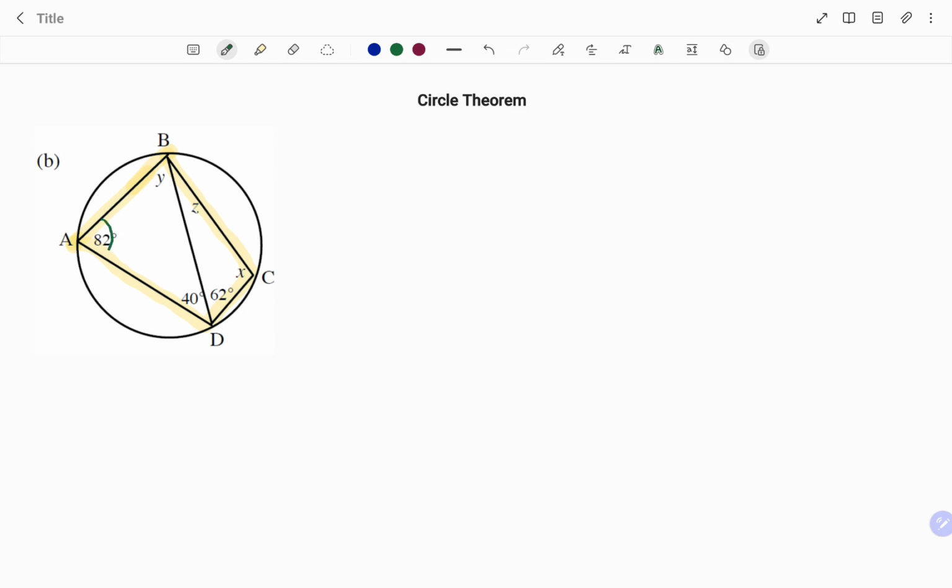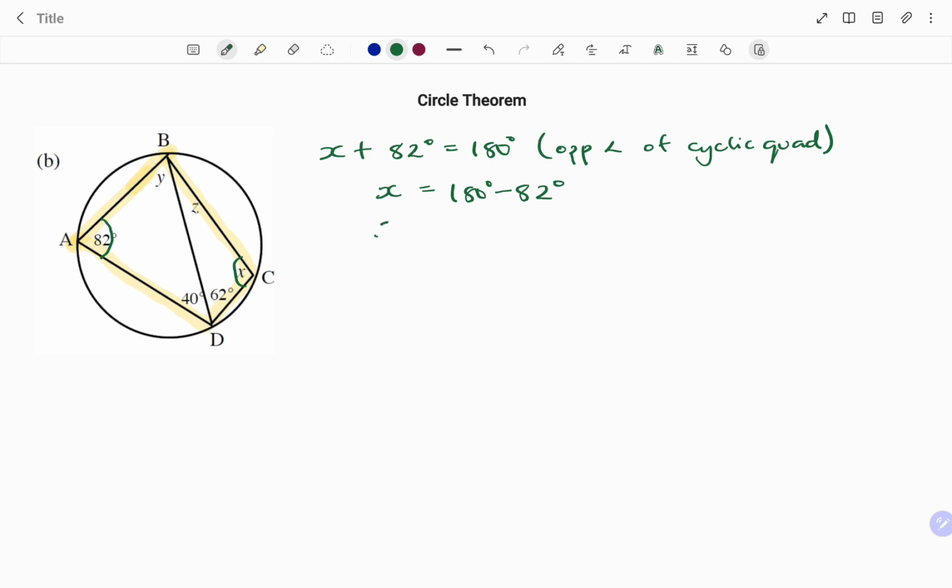So we have the angle at A, the opposite angle will be the angle at C. Therefore, to find x, we have angle x plus the opposite angle, which is 82 degrees, will give us 180 degrees. And the reason is the opposite angle of a cyclic quad. To find x, we are going to take 82 degrees to the other side. We have 180 degrees minus 82 degrees. Therefore, the value of x is 180 minus 82. That will be 98 degrees.